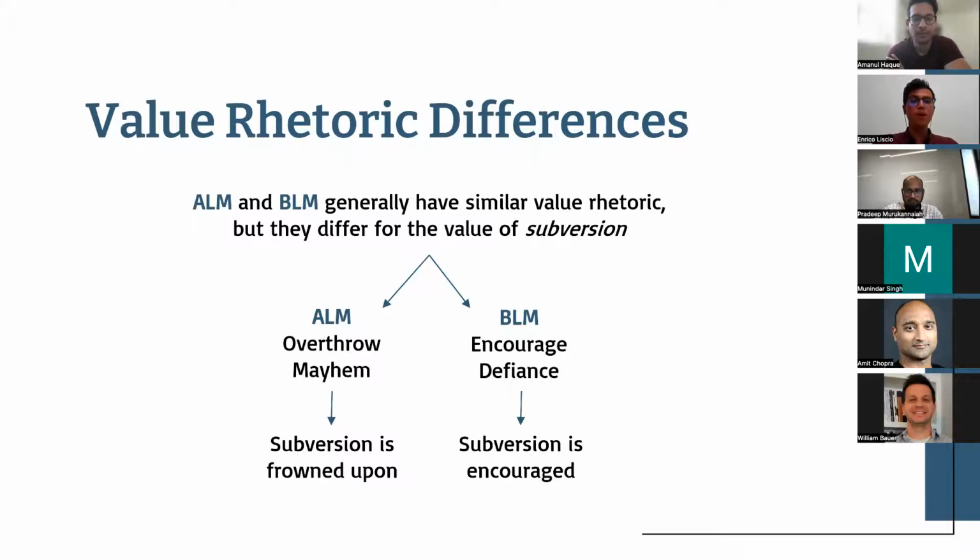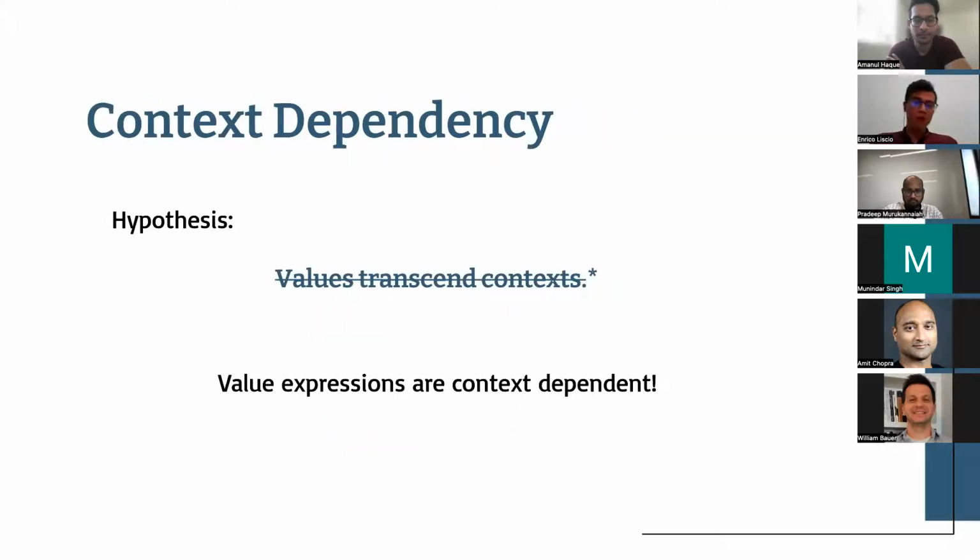So going back to the hypothesis that Pradeep introduced, do values transcend contexts? The answer is no, with an asterisk. What I mean is that the way in which we express values in language does not transcend context. The way in which we express values in language is context dependent. And I'll get to the asterisk in a little moment.